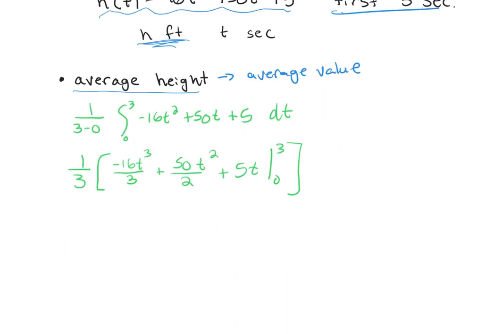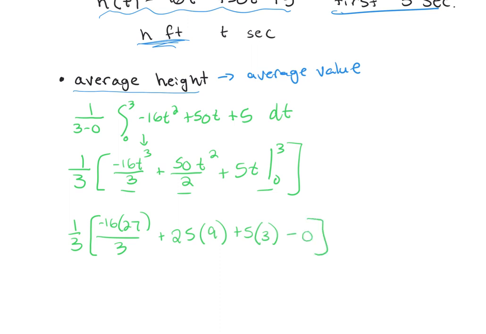Okay, so 1/3, and then if I plug in 3, 3 to the third is 27. And then I'll change this to 25 times 3 squared, which is 9, plus 5 times 3. And now if we plug in 0, we're just going to end up subtracting 0. And then I just did this on the calculator, so I've got 1/3 times 96, which equals 32. So the average height for the first 3 seconds is 32 feet.